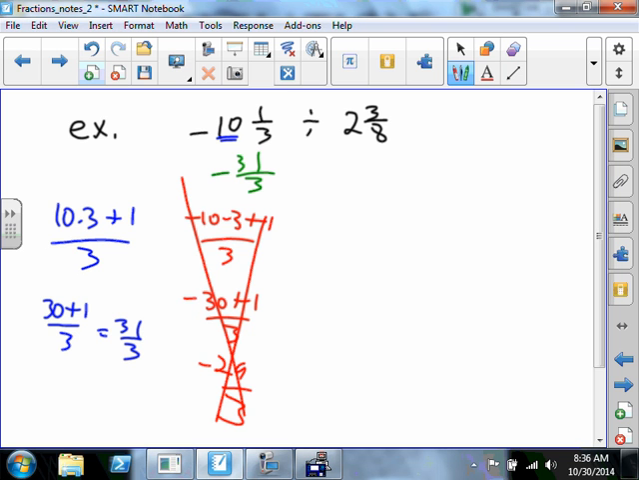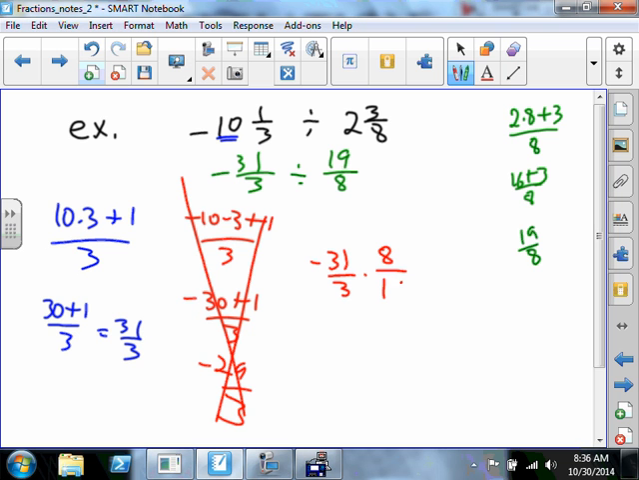2 3/8. What's that? 2 times 8 plus 3 over 8. 16 plus 3 over 8. So it's 19/8. So we have -31/3 divided by 19/8. That's going to be -31/3 multiplied by 8/19.